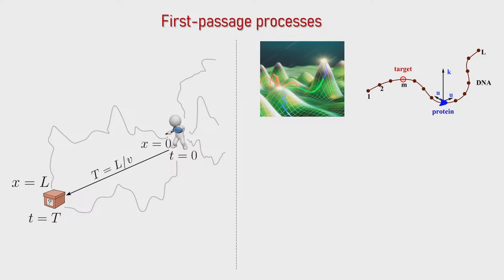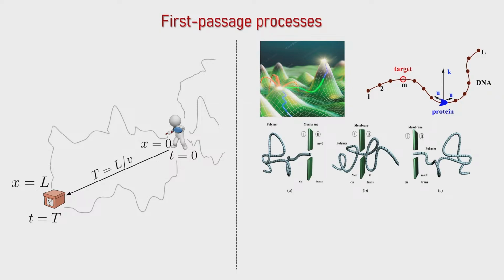In a more biological problem, one encounters this when a protein searches for the target site in a DNA strand. The protein slides across the DNA strand in a stochastic fashion, and whenever it finds the target site, we mark the process as complete and note the corresponding time.